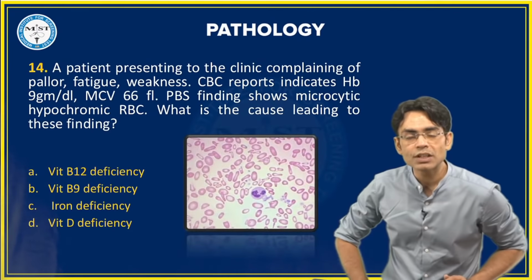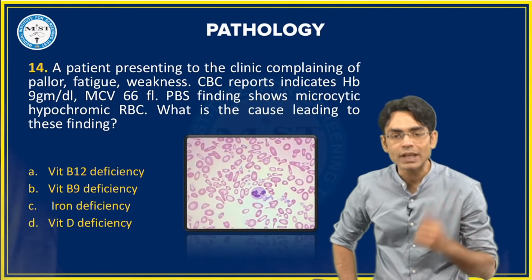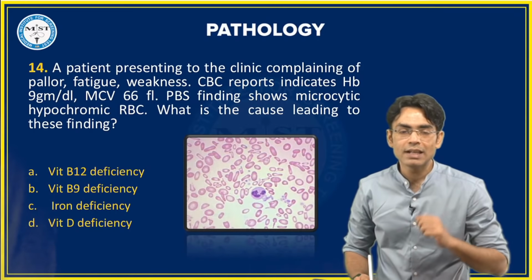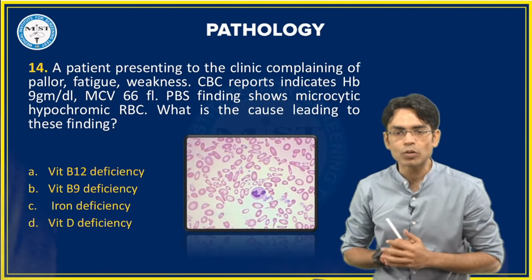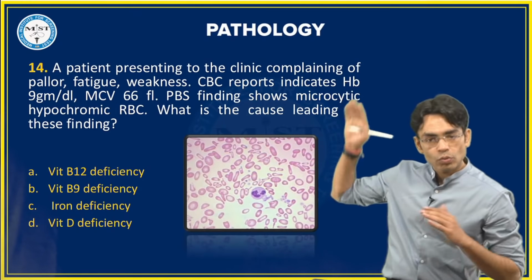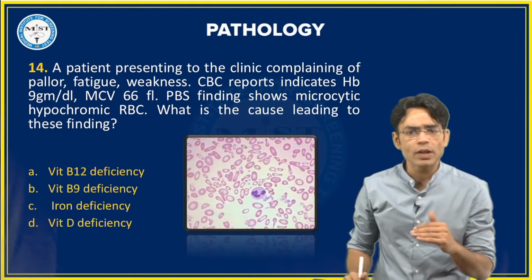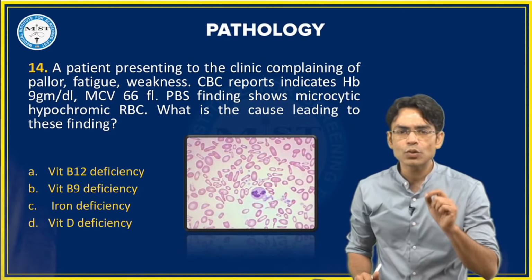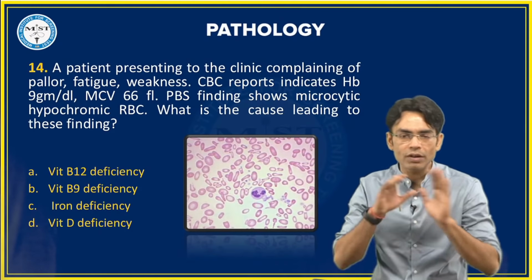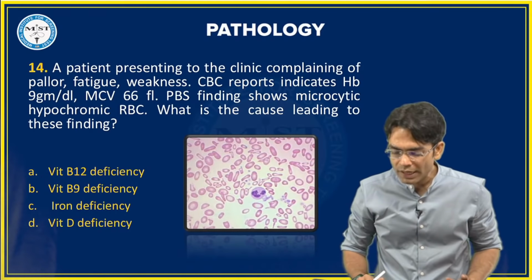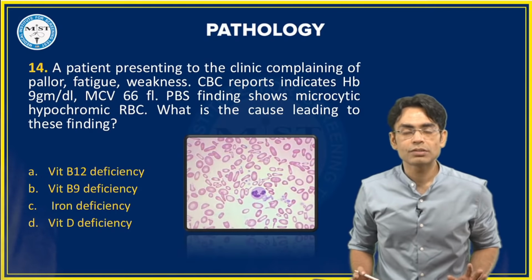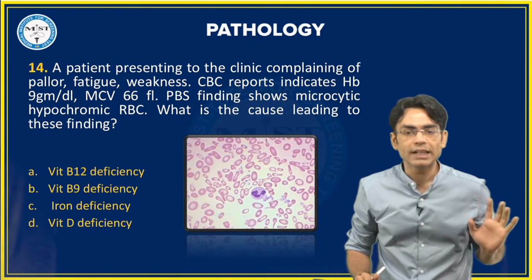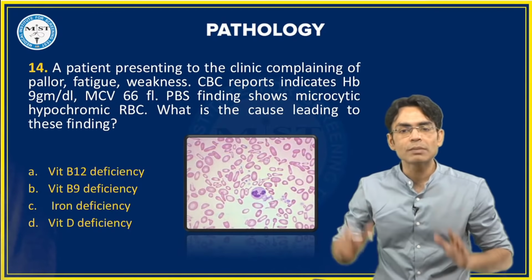चलिए, a patient presenting to the clinic complaining of pallor, fatigue, weakness. CBC reports indicate hemoglobin to be 9 gram per deciliter. MCV is 66 femtoliters. So hemoglobin is going down, and even the MCV is going down because the normal volume of the RBC is 80 to 100. We are getting 66. PBS finding shows microcytic hypochromic RBC. So the examiner is already telling you that these are small RBCs. What is the cause leading to these findings? So बेटा, most probable cause अपने को ढूंढना है यहाँ पे.